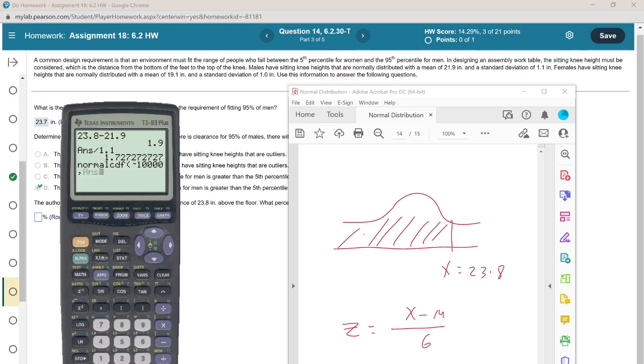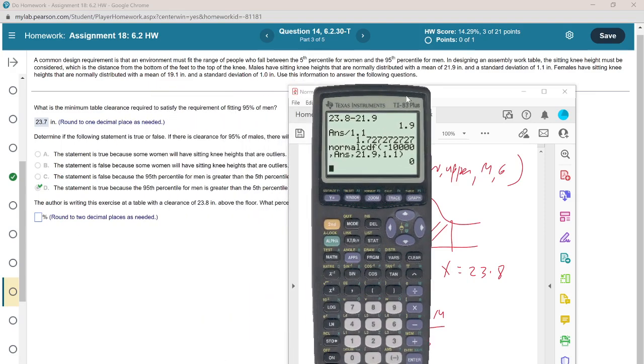So I'm going to use second and this button, which takes the answer from here, comma. Now here is the thing, this normal CDF takes 4 different inputs: lower value, upper value, mu and sigma. If you remember the previous section, we did not use anything for mu and sigma because our distribution was standard. But here this is not the standard distribution, so you need to use the values of mu and sigma given here. For men, the mean is 21.9 and sigma is 1.1. So by using that, now it's going to give us the percentage. Did I do something wrong here?